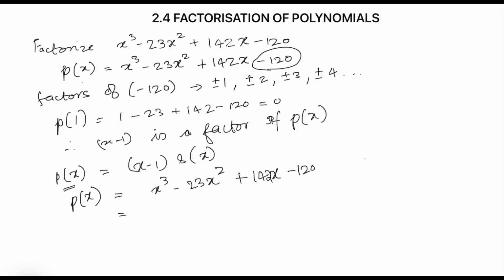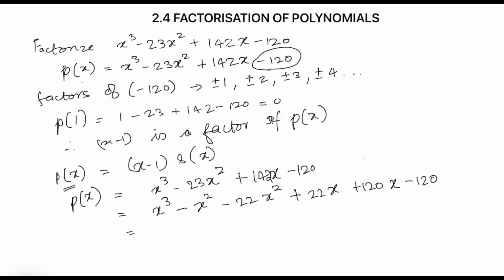Here, let's break 23x squared as x squared plus 22x squared, because this second term has been split into minus x squared and minus 22x squared. Let's try and break 142x as 22x plus 120x as well. So here we would get minus 22x plus 120x minus 120.